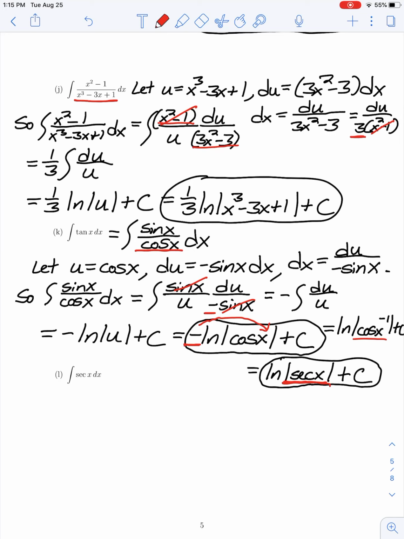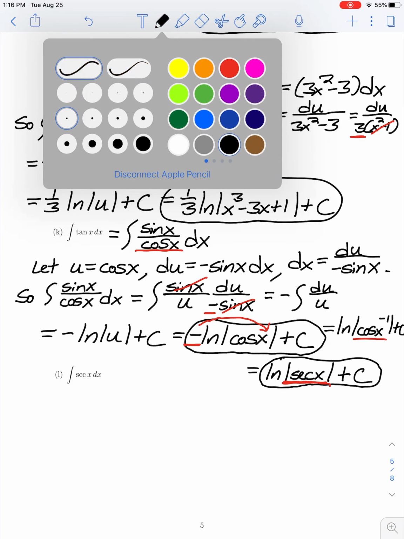Now to handle cotangent, cotangent works very similarly. You would write cotangent as cosine of x over sine of x, and then use a u substitution where u is sine x. I leave it to you, if you're interested, to find the antiderivative of cotangent x. It might pop up from time to time in our course.